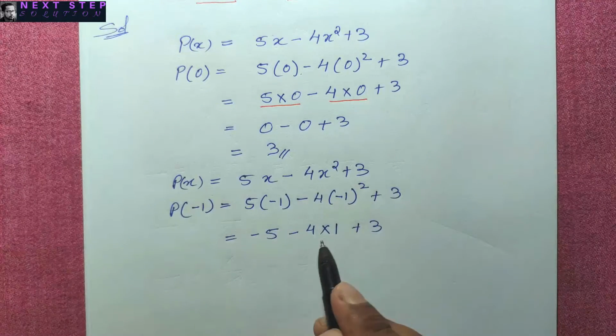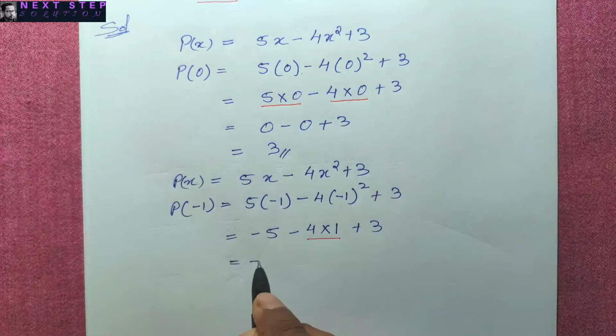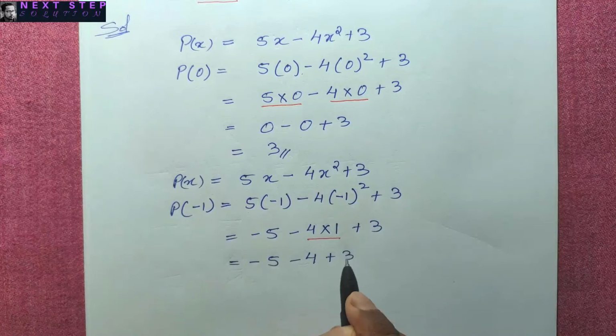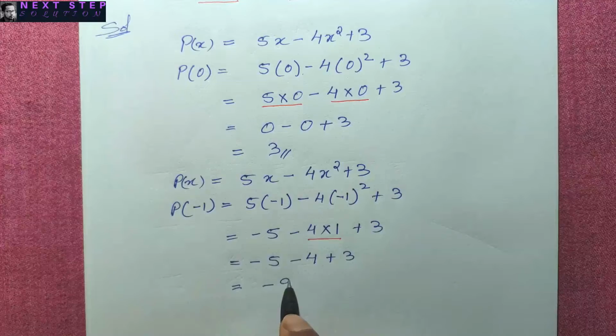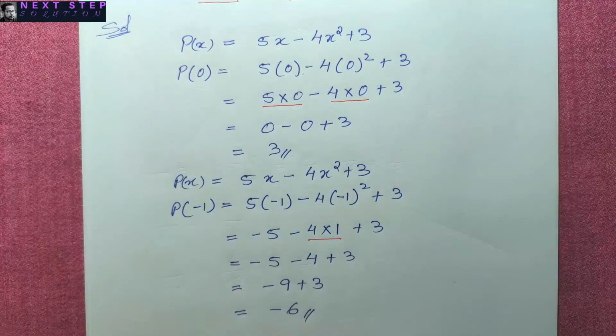Here we need to do the multiplication first following the BODMAS rule. Minus 5, minus 4 into 1 is minus 4, plus 3 equals minus 5 and minus 4 makes minus 9, plus 3. Minus 9 plus 3 will give minus 6. This becomes the answer.